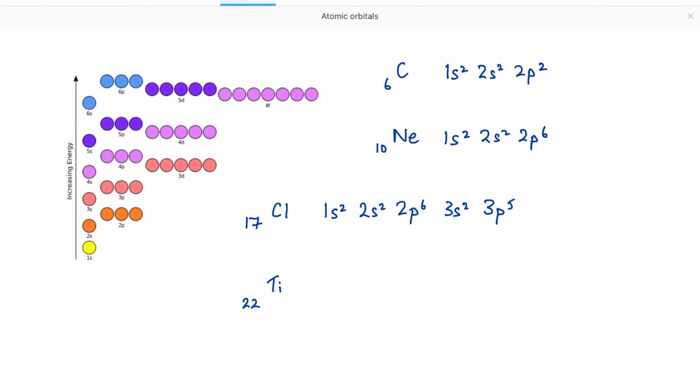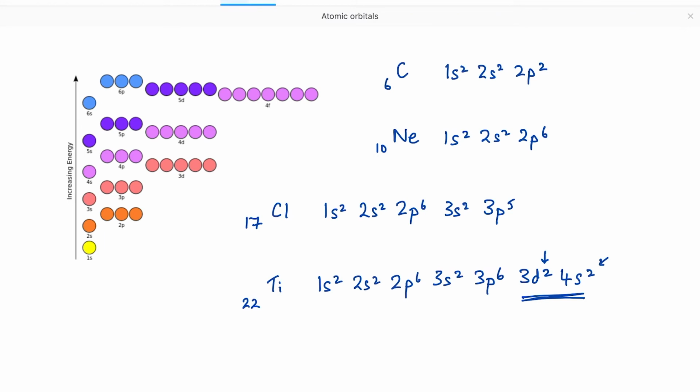Titanium's a transition metal. Transition metals, remember we're filling the 4s before the 3d. So we have got our 1s2, 2s2, 2p6, 3s2, 3p6, 3d2, 4s2. Okay, let's be clear here. You should write it numerically, even though we fill the 4s before we fill the 3d. Okay, so we're filling our s orbitals, 4s, before we fill our 3d.